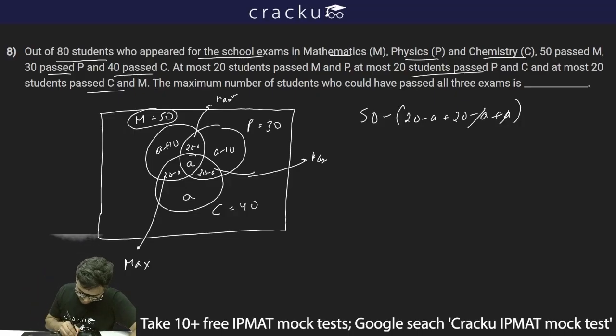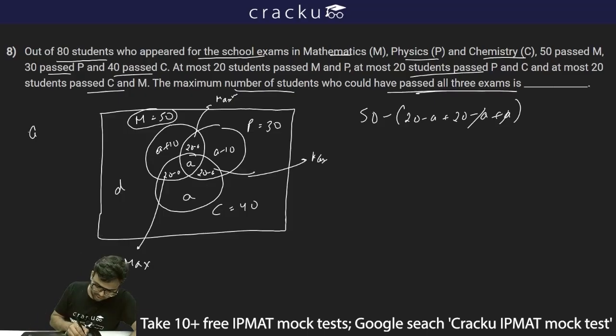Now I'll assume the number of students who are passing none of the exams is D. The maximum number of students who could have passed all three exams, so I have to find out the maximum value of A. Initially I will be considering the 20 minus A value only. Why? Because in order to find this value to be maximum, I will consider all these three values to be maximum as well, because I have to find out the maximum value of A.